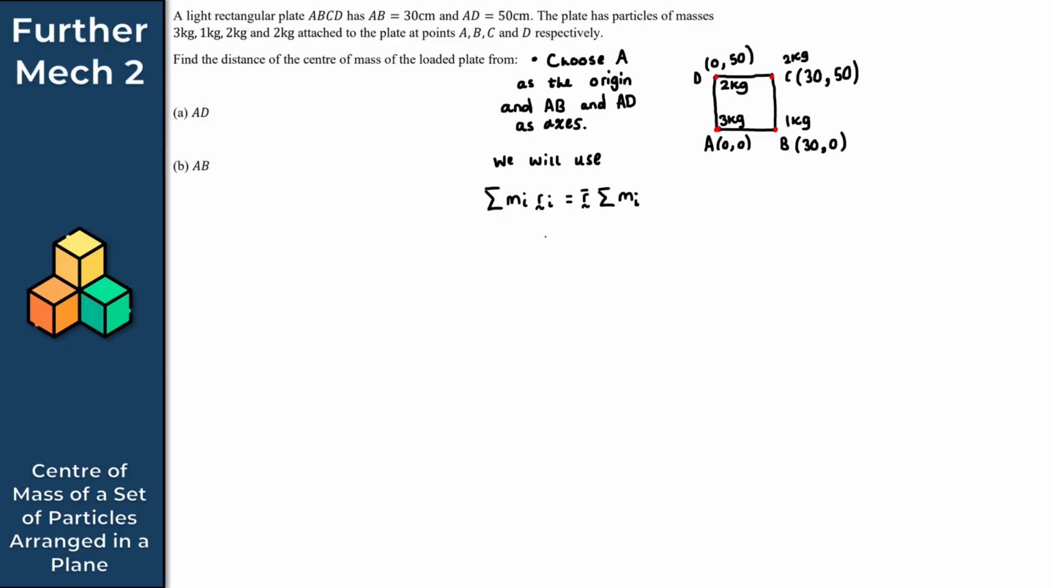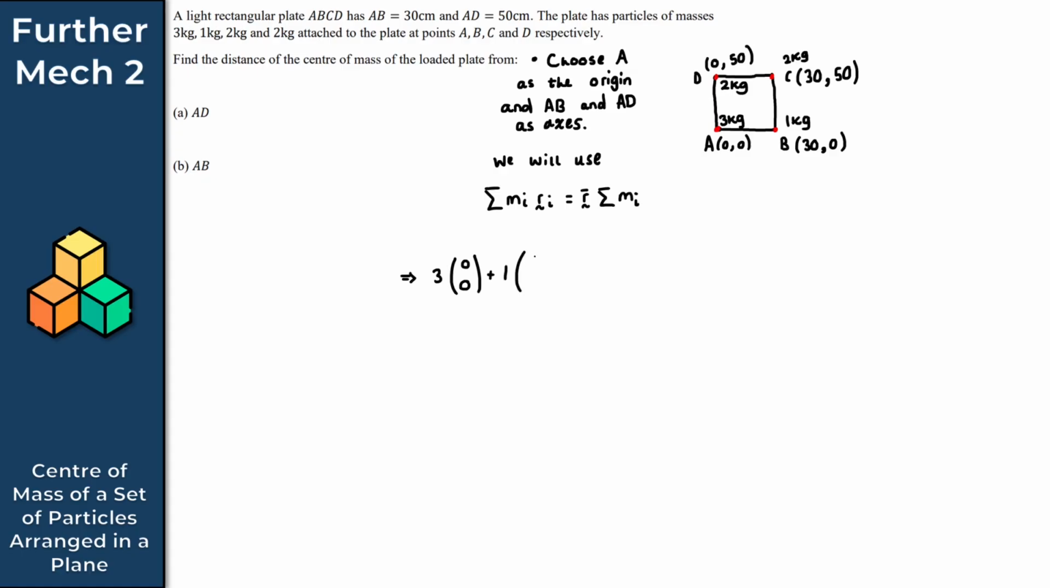For the left-hand side, basically all we're doing is taking the mass of the particle and timesing it by its coordinates. So what we get is the following. We get 3 times 0, 0. I'm going to take the coordinates and present those not as position vectors but as column vectors. It just makes my life a little bit easier for the calculations. We get 3 times 0, 0, just like that. I then have 1 times 30, 0.